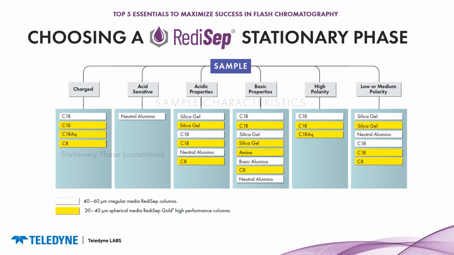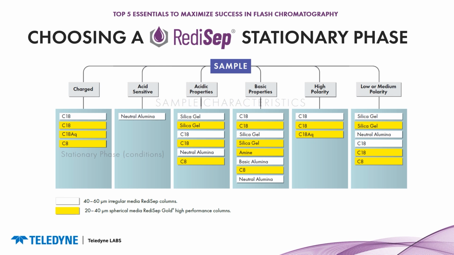So you might be wondering which stationary phase you should choose. And a lot of that comes down to your compound of interest and what properties it holds. Is it charged? Is it polar? Is it nonpolar? Does it have acidic or basic properties? Well, this flowchart is really helpful when deciding which stationary phase to use.